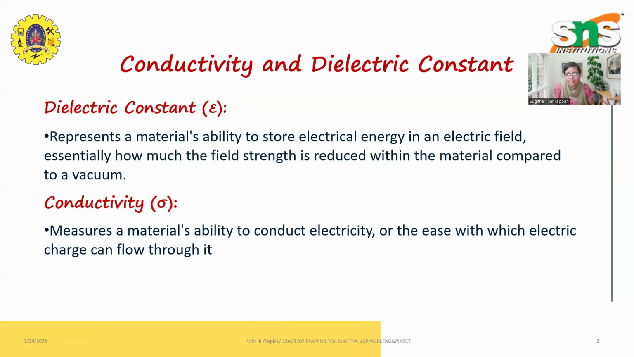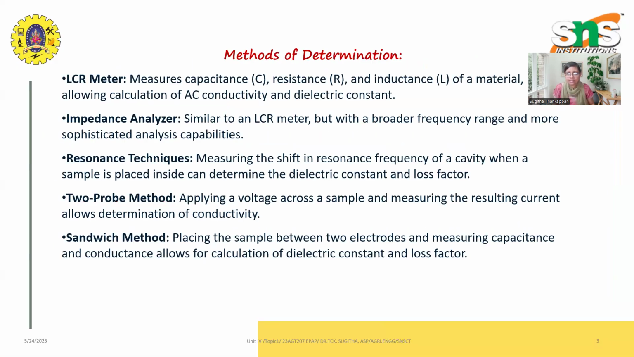So it is the material's ability to store the electrical energy in an electric field, which is essentially to measure how much the field strength is reduced within the material when compared to a vacuum. That we call as dielectric constant.